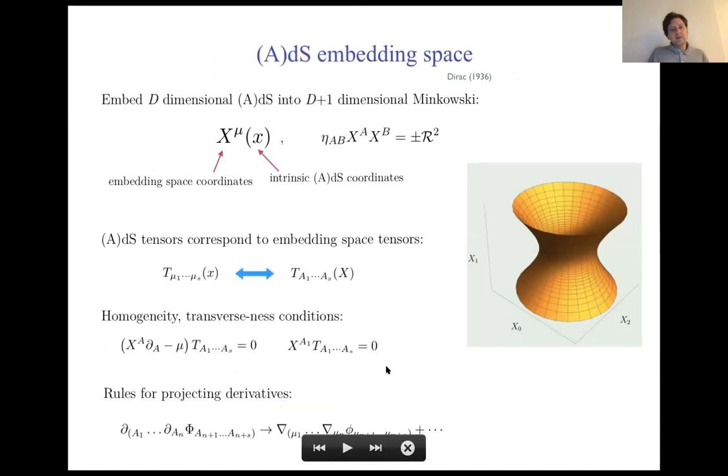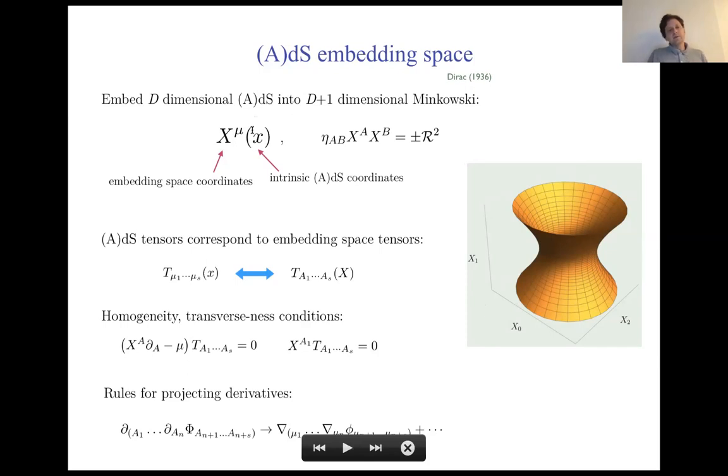Okay, so the technical tool we'll need is the embedding space formalism. So we'll think of de Sitter space as embedded in a Minkowski space of one higher dimension. So these big X's are some ambient space, and then there's this hyperboloid of radius r, which is the de Sitter hyperboloid. And when you restrict things to the de Sitter hyperboloid, you get the intrinsic description, but we can talk about everything in this embedding space description where the de Sitter symmetry is manifest.